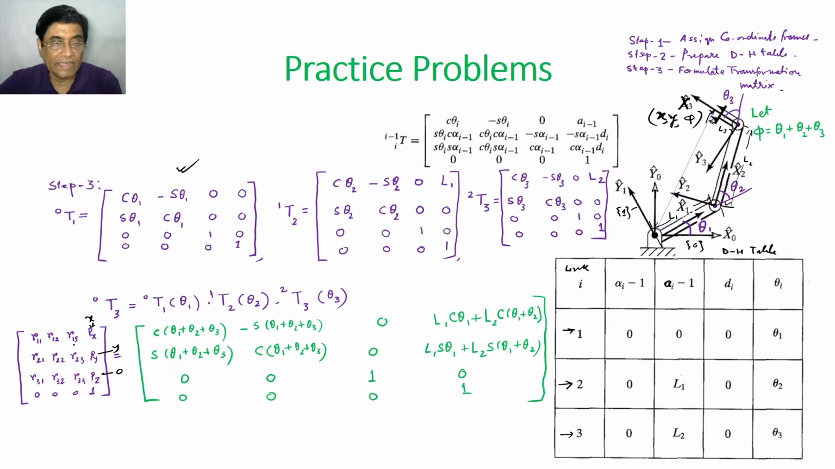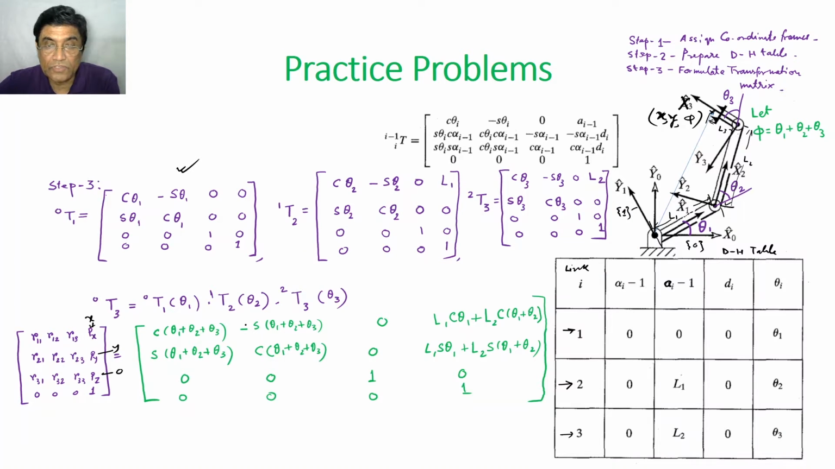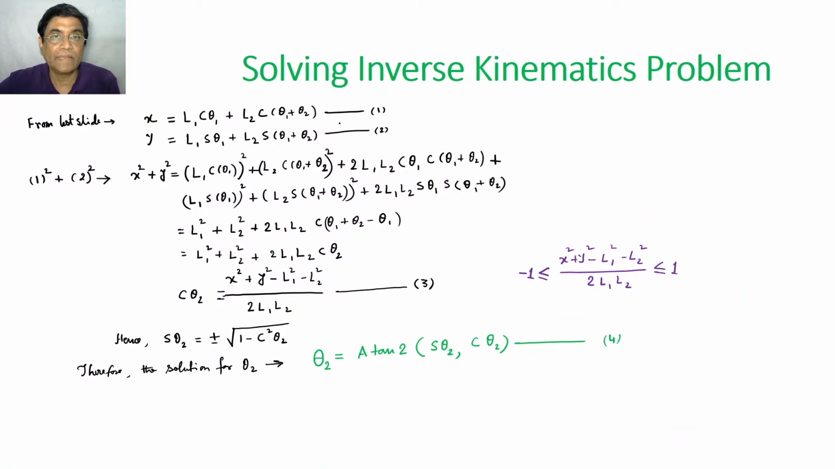So suppose this is there, and I am trying to solve the inverse kinematics problem now. From the last slide I am getting x equals L1 cos theta 1, you see. This is equal to this one, px, which I am calling x. Py, which I am calling y, is equal to this. So I am writing these equations and then solving the inverse kinematic solution.